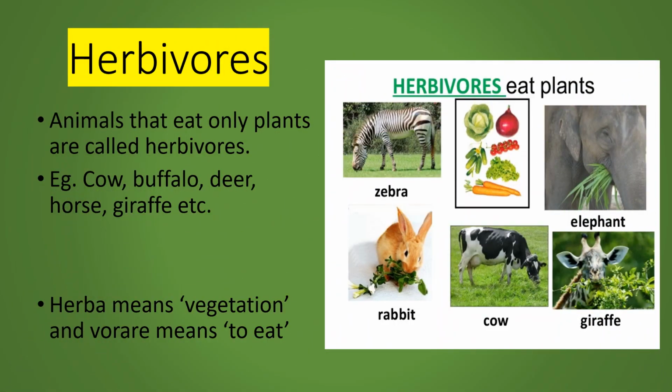Herbivores: animals that eat only plants are called herbivores. Example: cow, buffalo, deer, horse, giraffe, etc. Herba means vegetation and vorare means to eat. Such animals have two types of teeth: sharp cutting teeth at the front and flat wide grinding teeth at the back of their jaws.